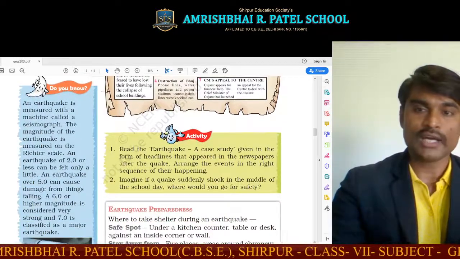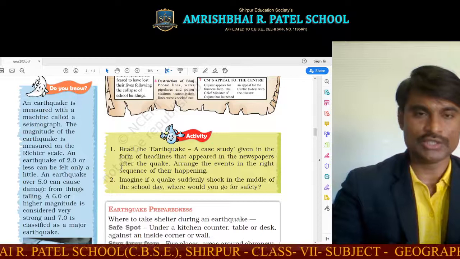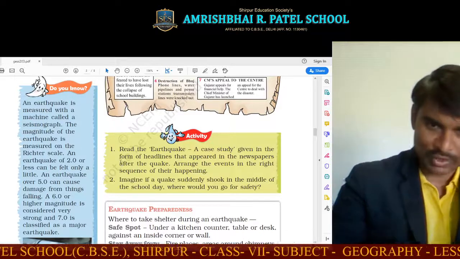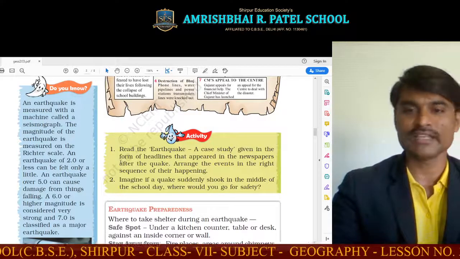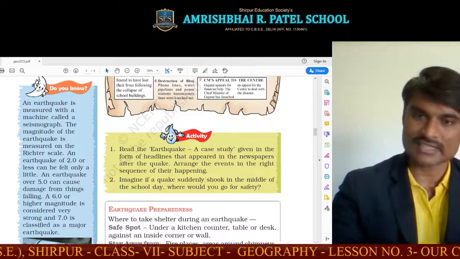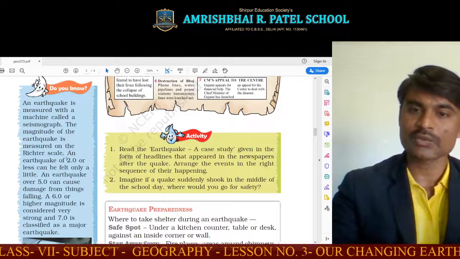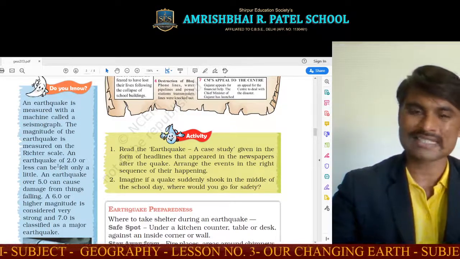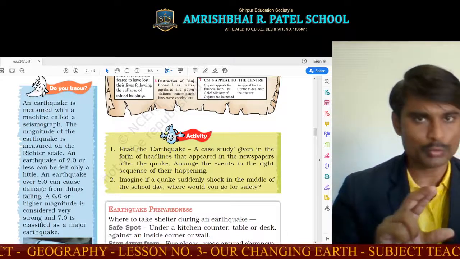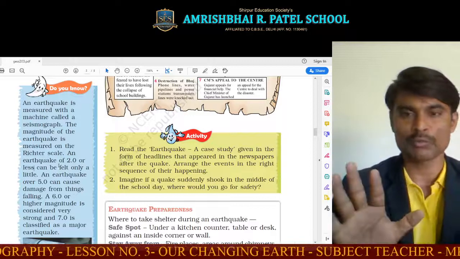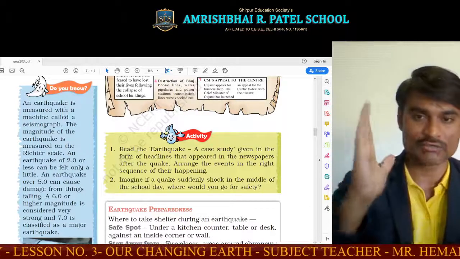So, do you know an earthquake is measured with a machine called a seismograph? The magnitude of the earthquake is measured on the Richter scale. Richter scale is a unit. Okay, magnitude is measured here. An earthquake of 2.0 or less can be felt only a little. 2.0 magnitude means no problem. There will not be that much destruction.